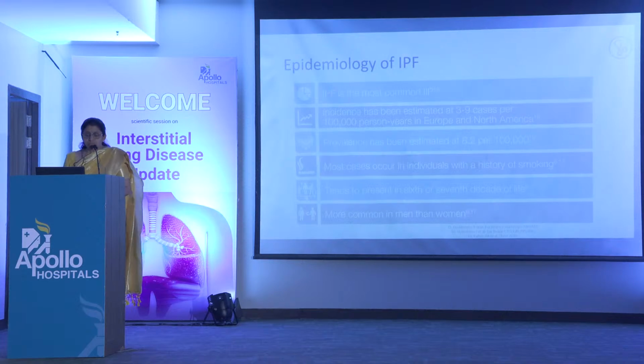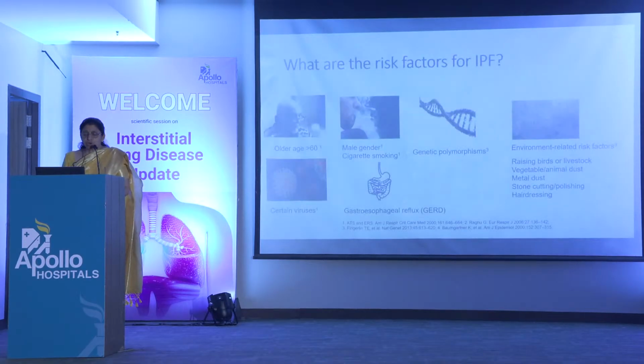Idiopathic pulmonary fibrosis is the most common of the idiopathic interstitial pneumonias. 3 to 9 cases per lakh population has been estimated. Many of the cases occur in patients with a history of smoking. It tends to present in the 6th or 7th decade of life, but we are also seeing much earlier presentations, and it is more common in men. What are the risk factors? Older age, male gender. There are some genetic factors which are being studied.